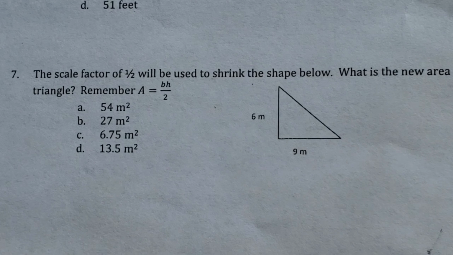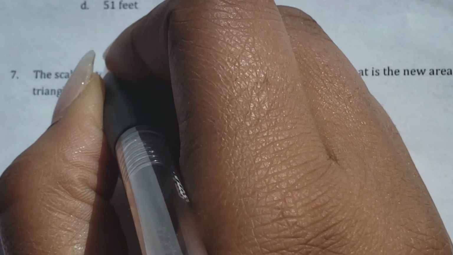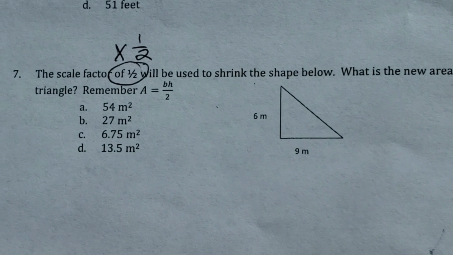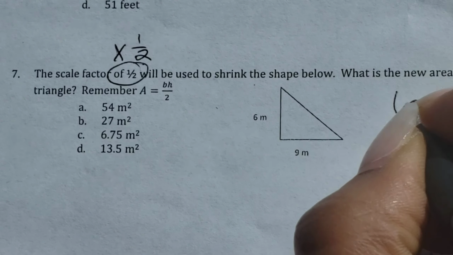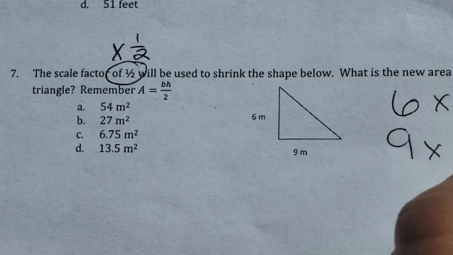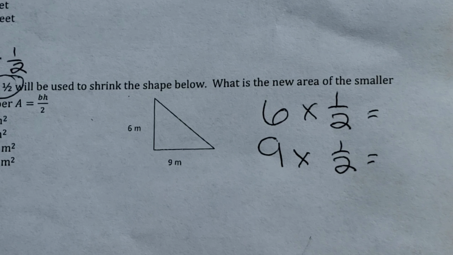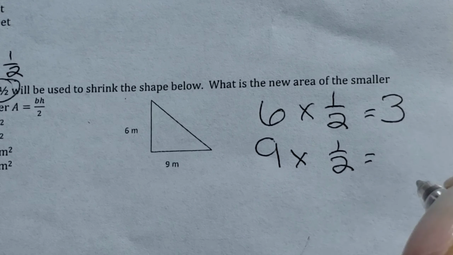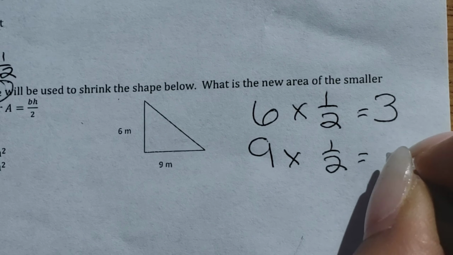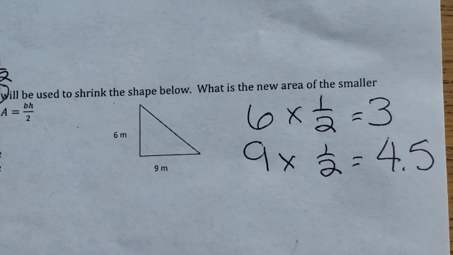All right, let's hop right into number 7. Anytime that says of 1/2, that means times 1/2, okay? So we're going to make this triangle a smaller one. So we're really saying 6 times 1/2 and 9 times 1/2. So an easy way to think of this is just to cut it in half. What's half of 6? 3. What's half of 9? 4.5. So these are the new dimensions to our triangle.